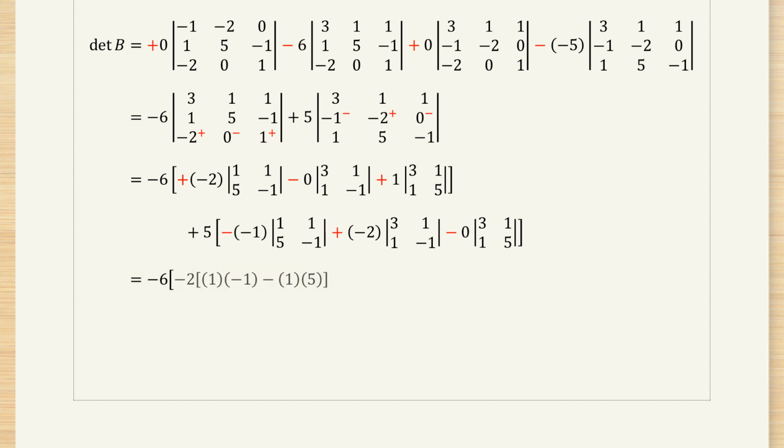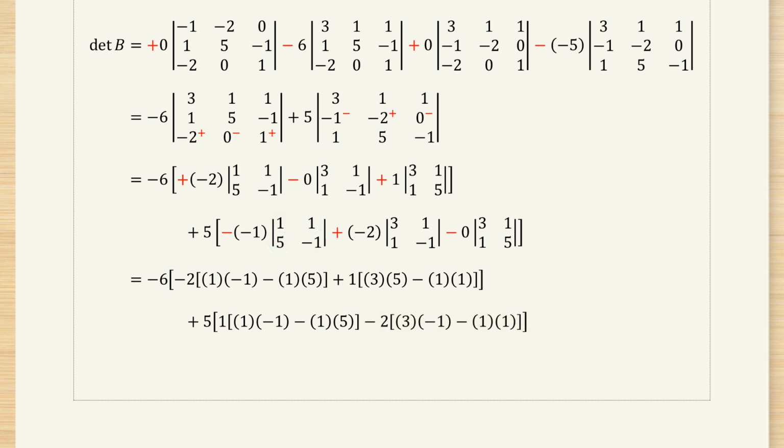-6 and then big brackets, -2 is multiplied by AD minus BC, 1 times -1 minus 1 times 5, plus 1 times AD minus BC, 3 times 5 minus 1 times 1. We now close the big brackets on the -6, and we work on the other determinant that's multiplied by 5. In brackets, we have 1 multiplied by AD minus BC, 1 times -1 minus 1 times 5, and then minus 2 times AD minus BC, 3 times -1 minus 1 times 1. Simplifying everything, we have the determinant as -146.